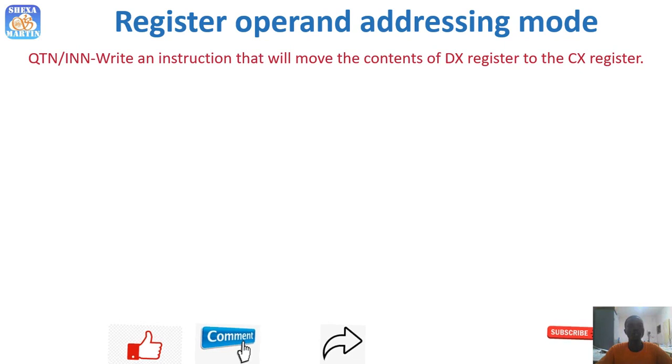We start with a question, like what we have done previously in the immediate addressing mode. And now we're looking at register operand addressing mode, and this is the takeaway question: write an instruction that will move the contents of the DX register to the CX register.